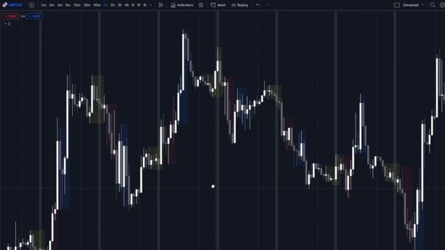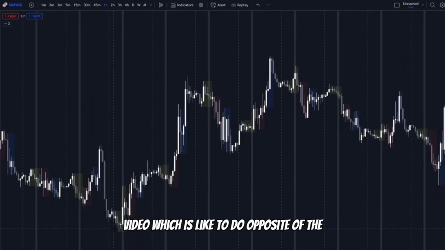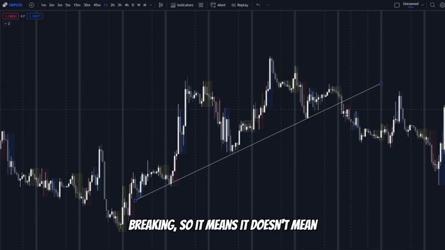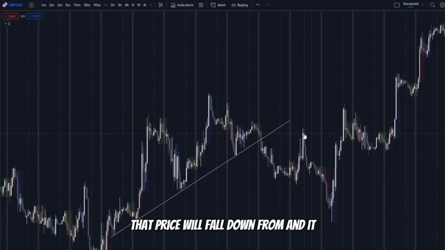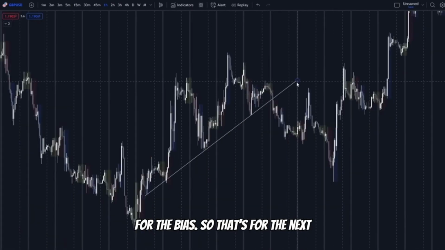And another thing that I will discuss in some other video is how to do the opposite of the trend line. Like if the trend line is breaking, it doesn't mean that price will fall down and keep on falling and take this low, okay. It will do against it and it will go for the bias. So that's for the next video.